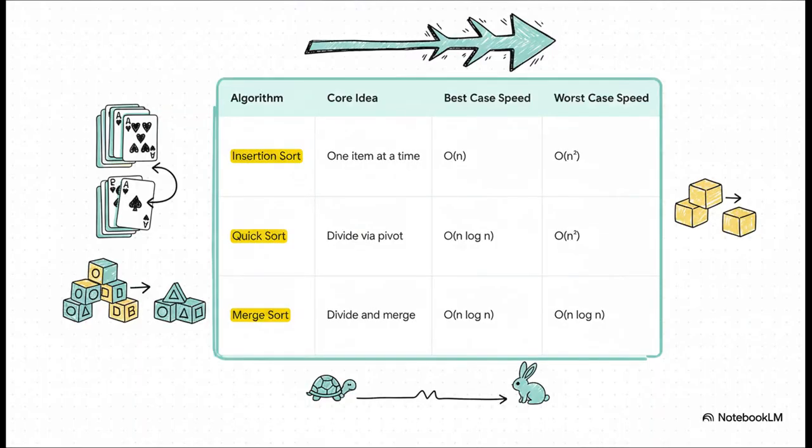MergeSort is a rock star. It's predictable, always giving that great O of n log n performance. But check out Insertion Sort's best case. O of n means it's blazing fast if the list is already pretty much sorted. And then there's another famous one, QuickSort. It's usually faster than MergeSort in the real world, but it has this tiny chance of having a worst-case day where it's just as slow as our simple insertion sort.